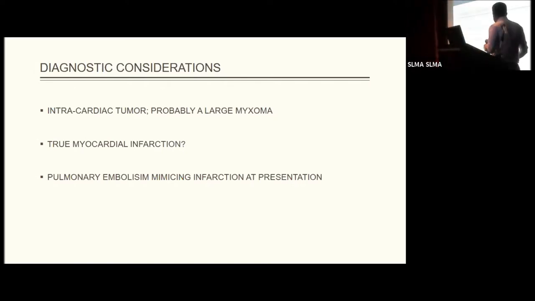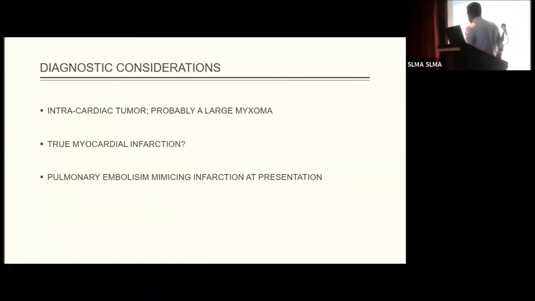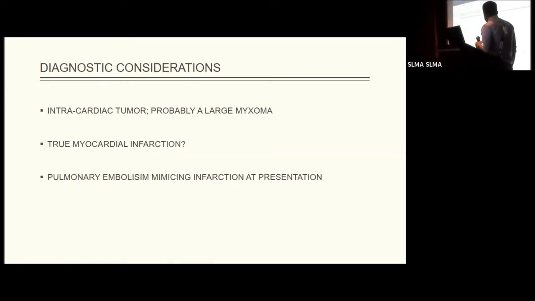Against it, the echo finding itself confirms myxoma, and it doesn't show much of regional wall abnormalities which could be correlated with this clinical presentation. And of course, the angiogram was absolutely normal. And the pulmonary embolism was mimicking infarction at the presentation. So, the most likely explanation for the marginally positive troponin would be a pulmonary embolism mimicking infarction at presentation and the symptoms.